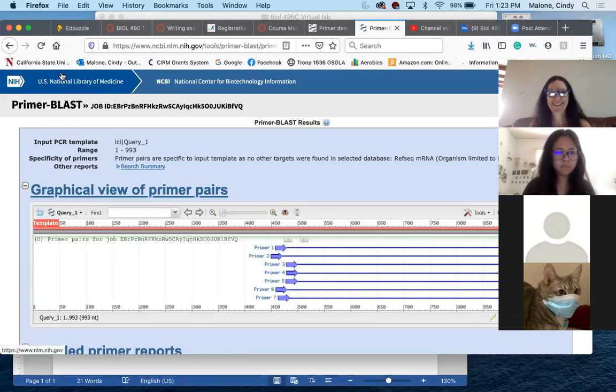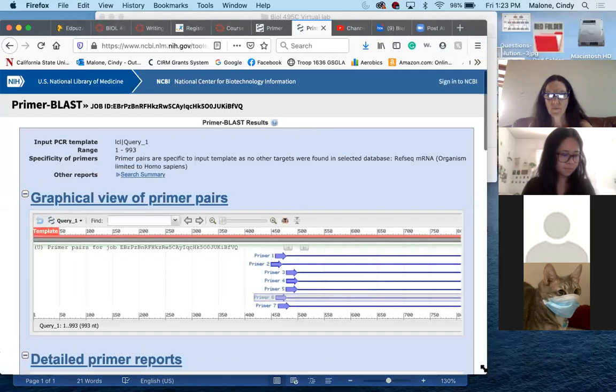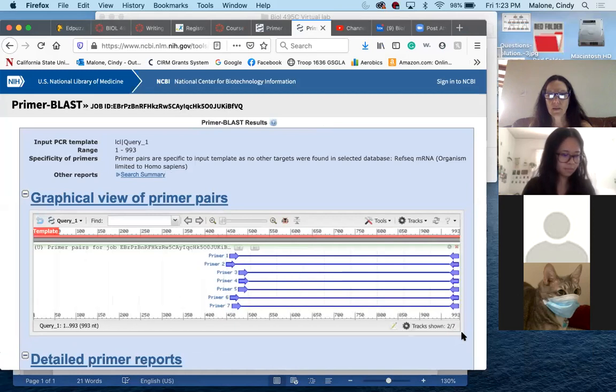Okay, so here's my results. Oh, there we go. This is the little arrow for our 3' primer, the reverse primer that we put in. So it's all sitting exactly where it should be. And then it gave us 7 different primers, all sitting in different places. Again, we told it they could sit out there. We wanted minimally 500 base pairs, but it had up to 1,000.